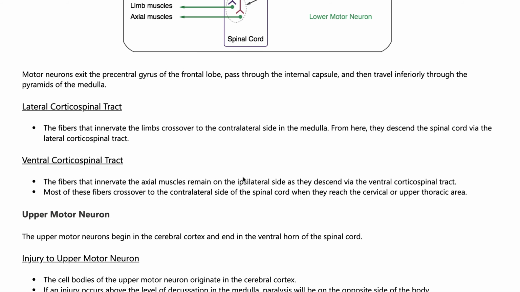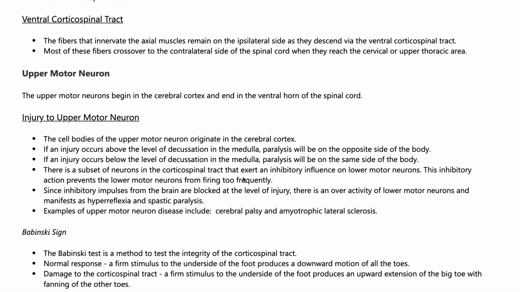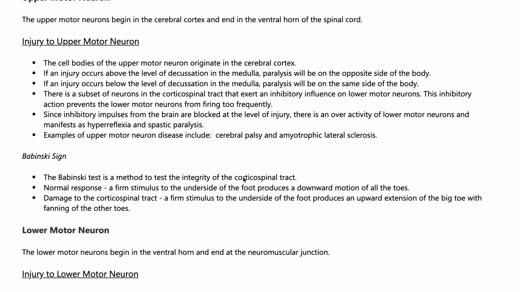Most of these fibers cross over to the contralateral side of the spinal cord when they reach the cervical or upper thoracic area. Next, we're going to discuss upper motor neurons in some detail. These neurons begin in the cerebral cortex and end in the ventral horn of the spinal cord. An injury to the upper motor neuron is as follows. The cell bodies of the upper motor neuron originate in the cerebral cortex.